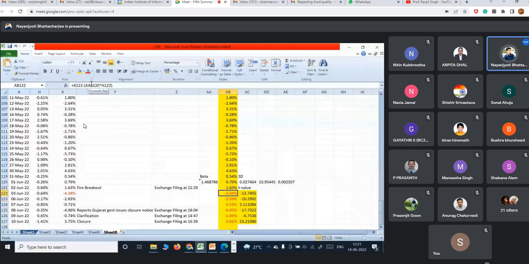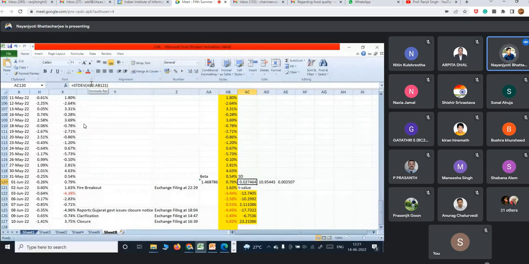So what we see, on 3rd of June, there was a significant market reaction because of this fire incident that they reported the previous day. Statistically, the t-value is significant, minus 13.74. As you know, if it is more than 2.57, then it is significant at the 1% level. Now, how do I calculate this?